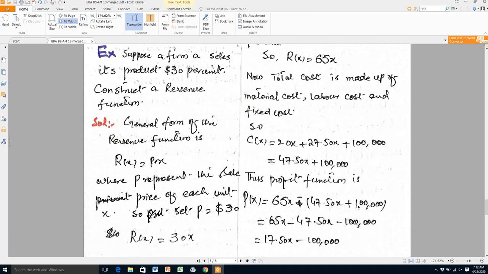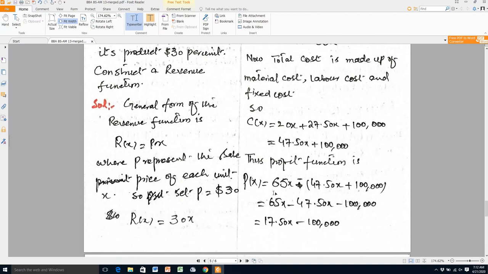Thus the profit function is P of x is equal to 65x minus (47.50x plus 1 lakh). When you open this bracket, you get 65x minus 47.50x minus 1 lakh. On simplification, you get 17.50x minus 1 lakh.